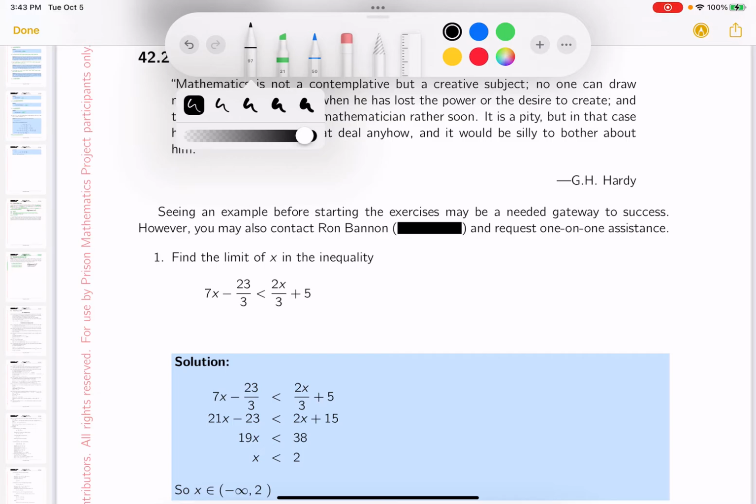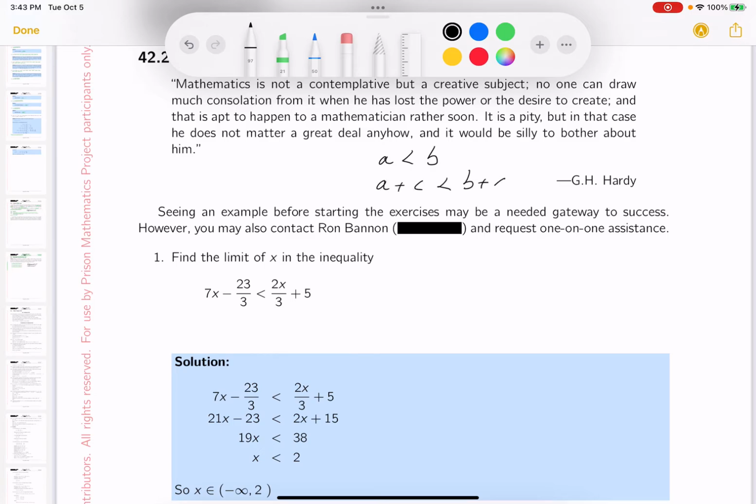Let me just write this down for you. One property I'm going to use: if A is less than B, you could add anything to both sides of this inequality, and it'll still maintain its order. That's one really important fact that we're going to be using over and over again, that we can give or take from a side without affecting the inequality.